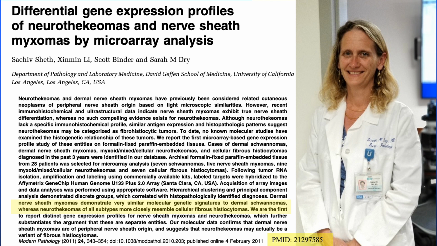Sarah Dry and colleagues at UCLA used a molecular approach to demonstrate that nerve sheath myxomas are more similar genetically to schwannomas, whereas neurofibromatosis more closely resemble dermatofibromas or cellular fibrous histiocytoma.